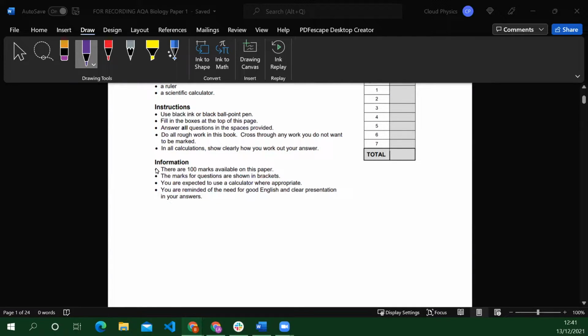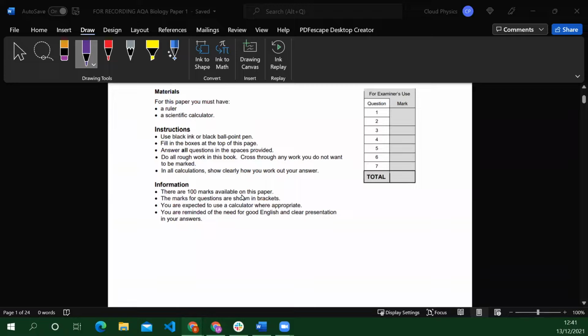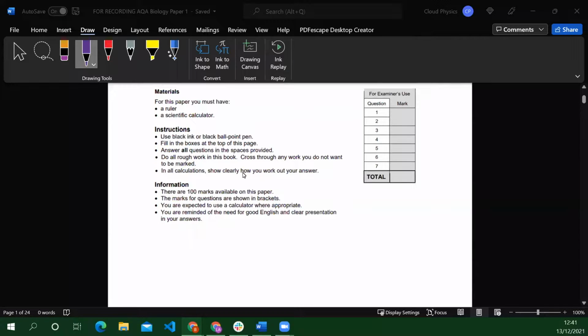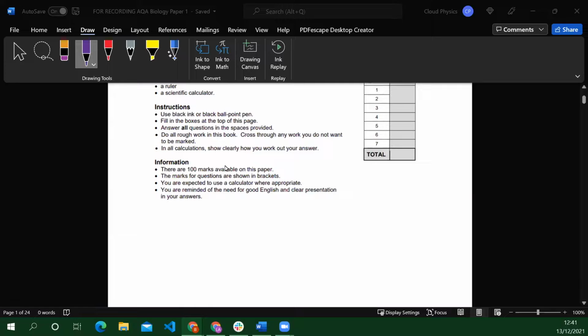There's 100 marks available in the paper. There are actually fewer questions, but they're longer on the biology, because you might notice that the chemistry and physics papers have more questions, but they're shorter. So this looks like it's shorter when you first see it, but the questions have actually got more marks. So it's a little bit different. Especially for biology, you need good English and presentation in your answers. There's lots of keywords and a bit more extended writing in this one for lots of answers.